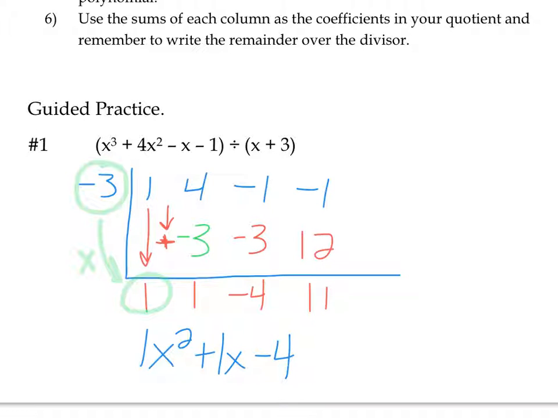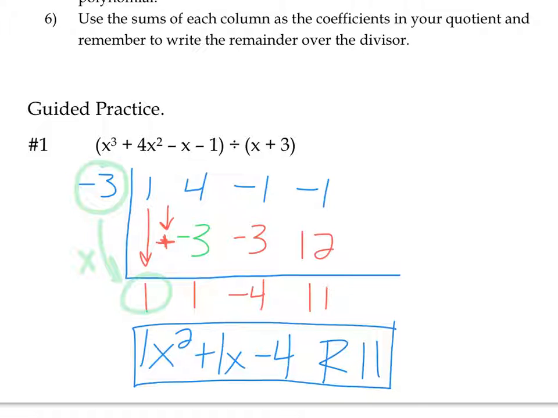There's a couple different ways that's written. I'm going to show you both of them. One, we can just write with a remainder of 11. Okay, R for remainder 11. That would be one way to write this. We could also write this as 1x squared plus 1x minus 4 plus 11 over x plus 3. When you divide any numbers, that remainder would go over your divisor as a fraction. Okay, so keep that in mind. That's just like when you're dividing any other numbers.